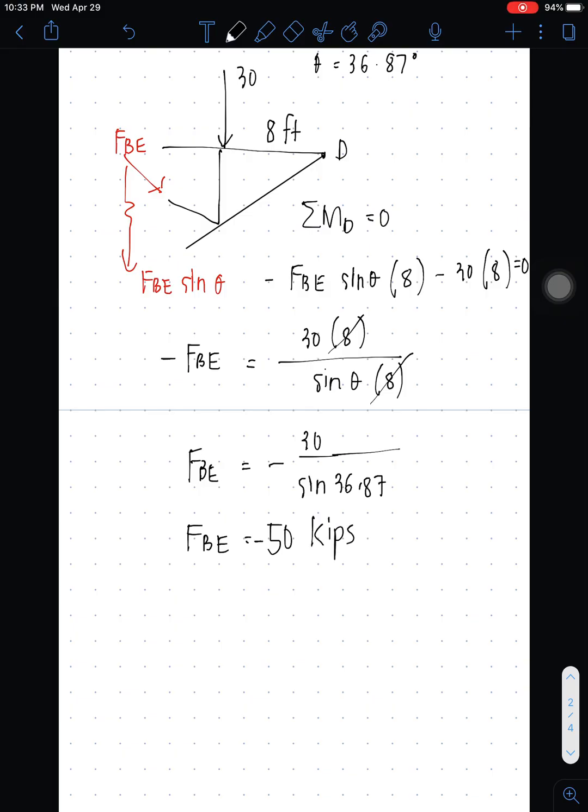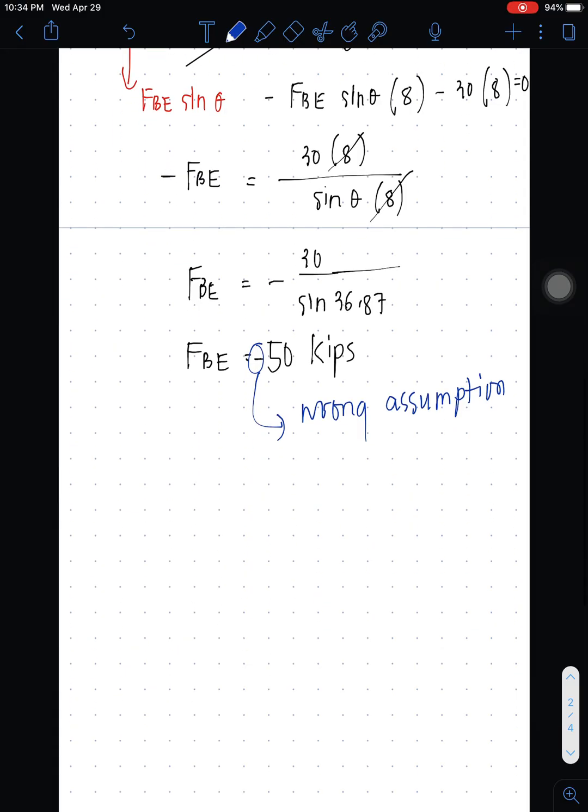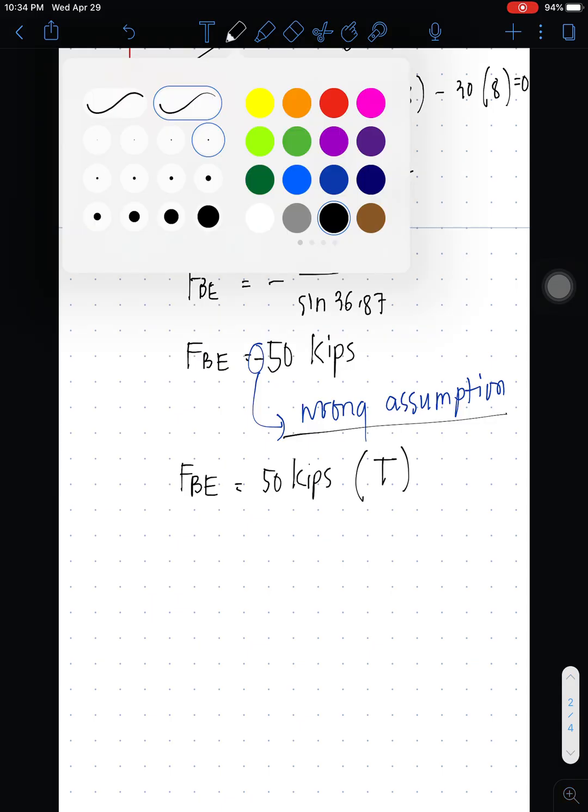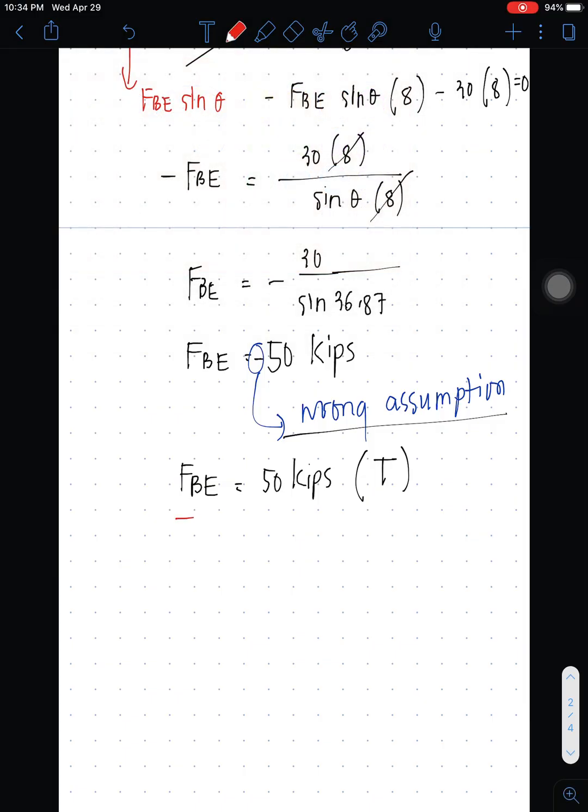And we obtain a negative value. A negative value means our assumption is wrong. So what are we going to do? Let's correct the value. FBE is equal to 50 kips. Our assumption of compression was wrong, so therefore this is tension. And this is our force for the FBE.